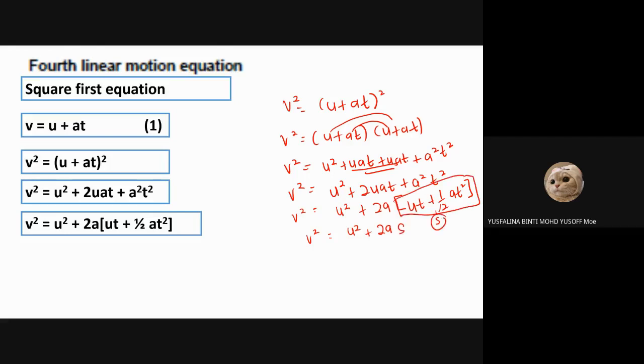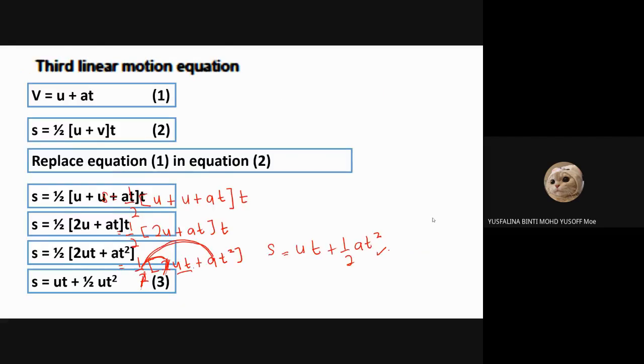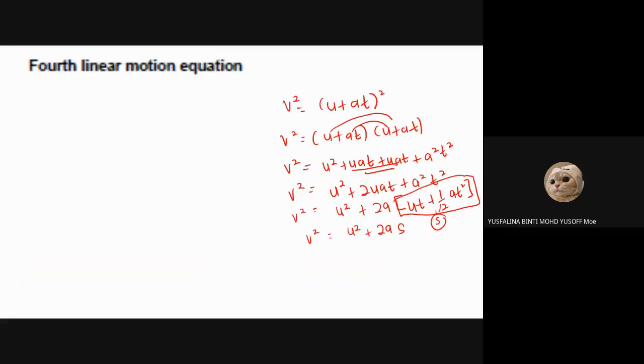This part is actually equal to s, the one we derived before, the third equation. This one, so I change it to s. I just factorized it and I already know ut plus half at squared is actually equal to s. So this is the fourth equation.